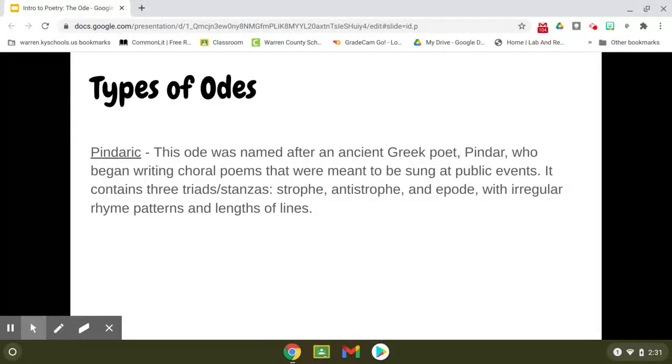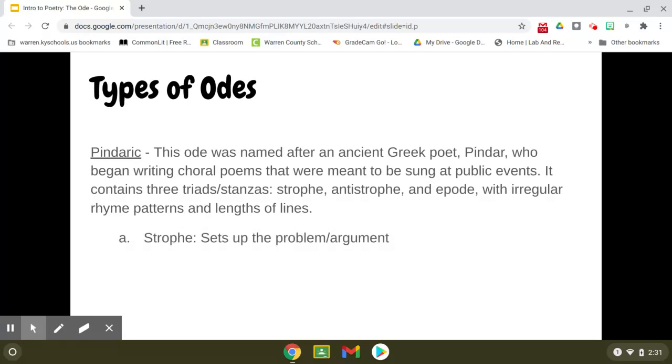The Pindaric odes have a set structure. They begin with something called the strophe, then they move on to the antistrophe, and then to the epode, with irregular rhyme patterns and lengths of lines. So there isn't any regular rhyme pattern or length of line, but they do contain these 3 sections.